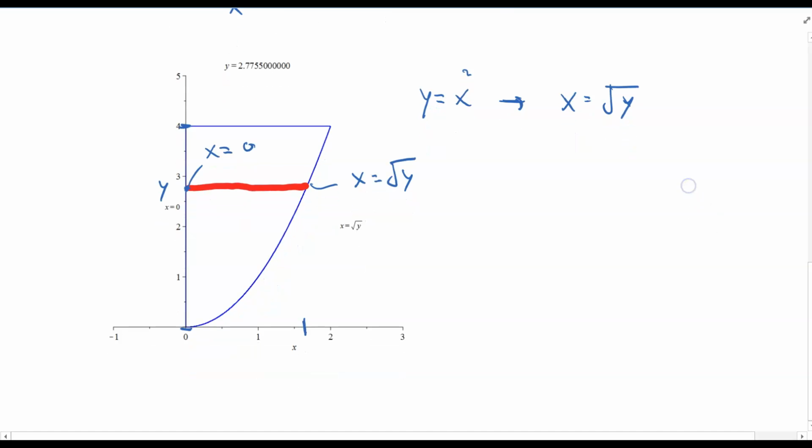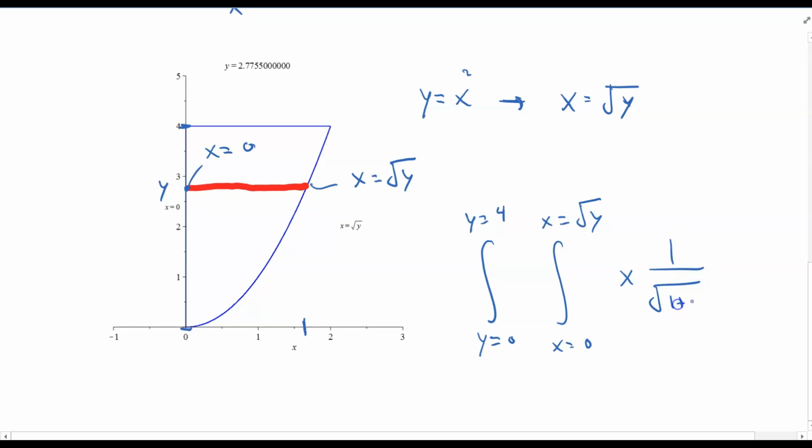Alright, so the double integral, doing it as a type 2 region, would be letting y vary from the bottom to the top, 0 to 4. For each one of those y values, we're going to let x vary from the left side, which is 0, to the right side, which is the square root of y. And then our integrand stays the same. Our order of integration is different. This time it's a dx dy integral.